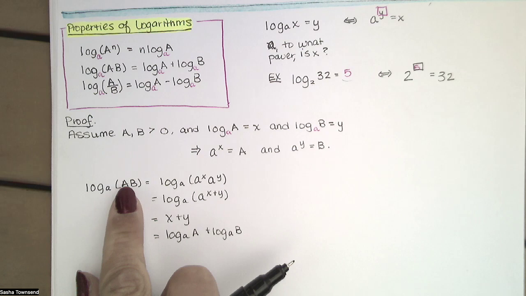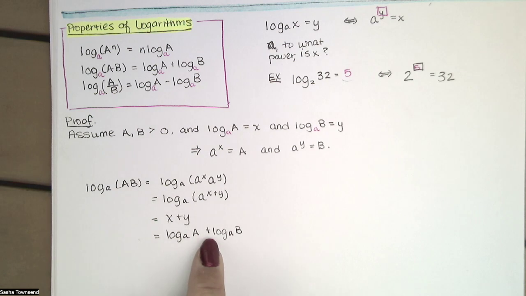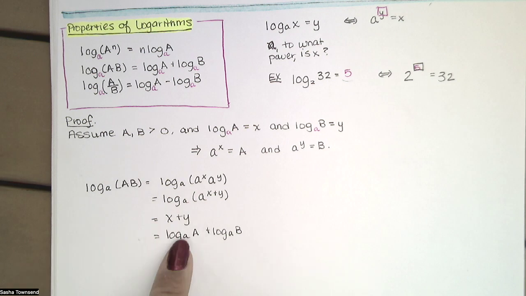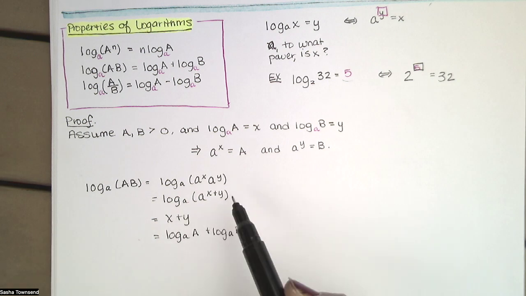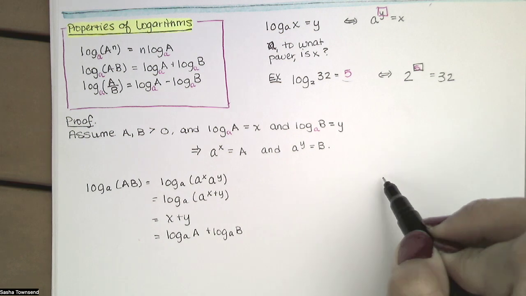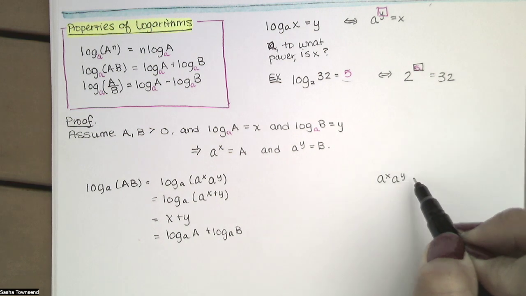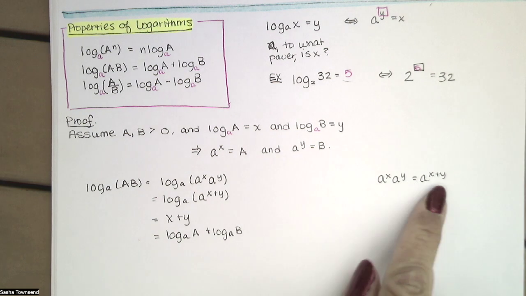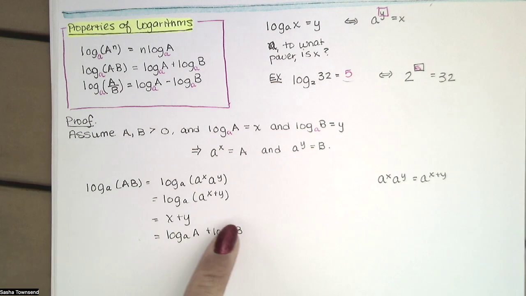So log base a of A times B is log base a of A plus log base a of B. This is the property that we'll use, but it's based on these exponent properties. The corresponding exponent property is this: a to the x times a to the y equals a to the x plus y. It's because this is true that this is true.